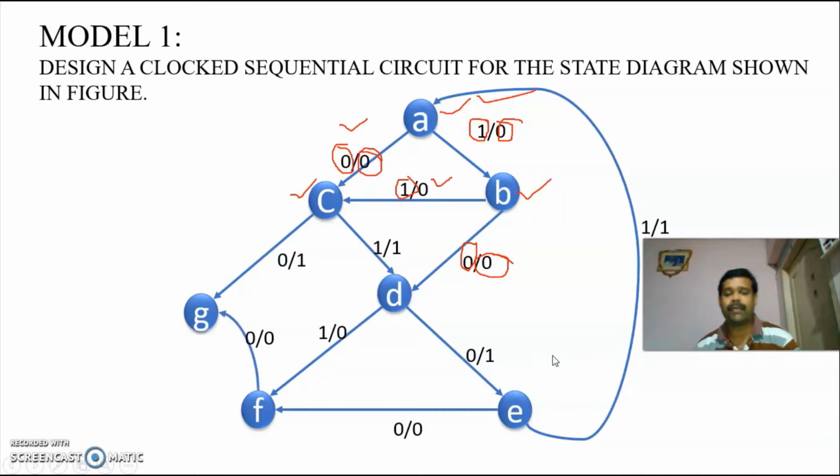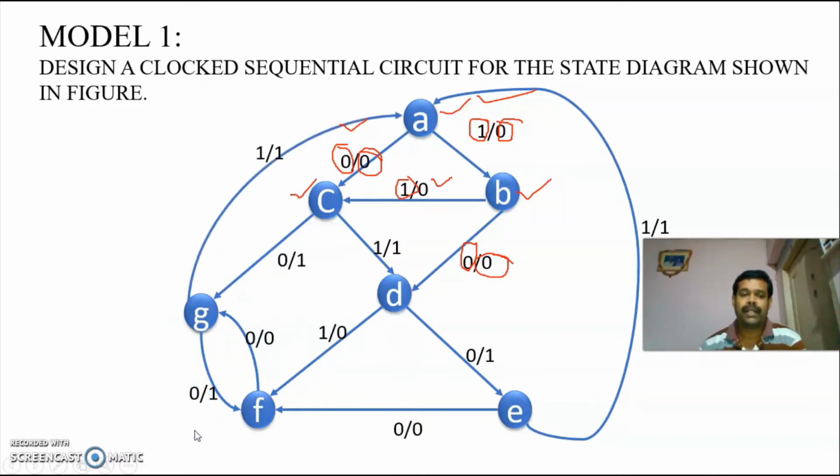You are in F. When you provide input 0, it goes to G and the output is 0. Next, we are in state G. When you provide the input 0, it goes to F, output is 1. You are in G. When you provide the input 1, it goes to A, output is 1. You are in state F. When you provide the input 1, it goes to 0. So these conditions are present in this state diagram.